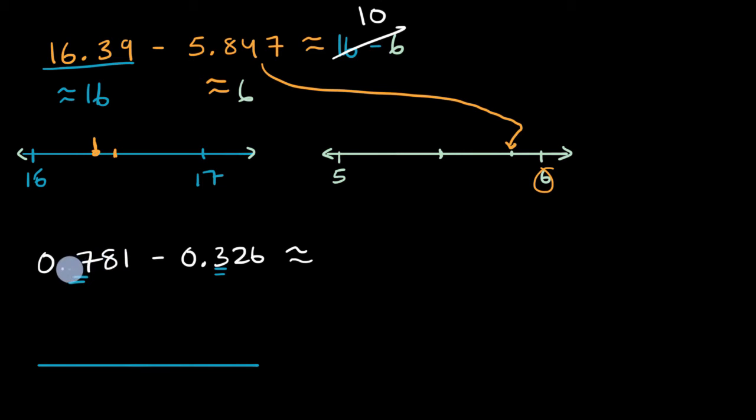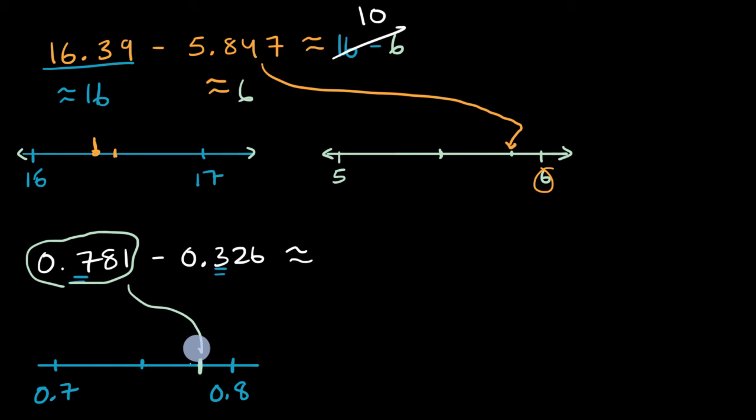This first number over here, 0.781, it is larger than 0.7, and it is less than 0.8. And if this were halfway, where does 0.781 sit on the number line? It is going to be much closer to this end, right over here. So you could see if you round to the nearest tenth, you're going to round up to 0.8. So this is approximately 0.8.